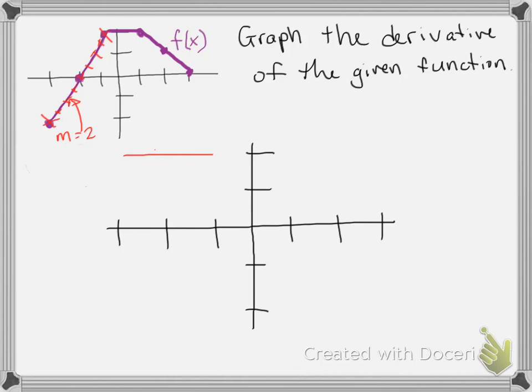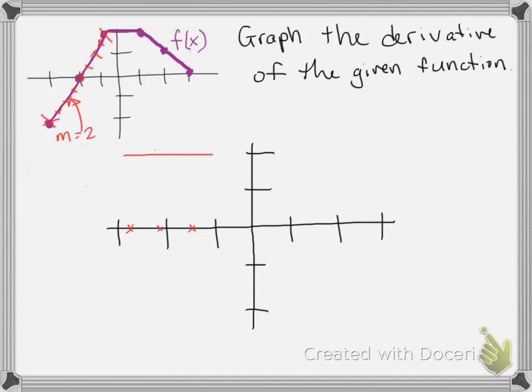At x equals -2.9, my slope is 2. At x equals -2.1, my slope is 2. At x equals -1.5, my slope is 2. The slope is 2 throughout those x values. When I go to the next piece is this horizontal piece right here.